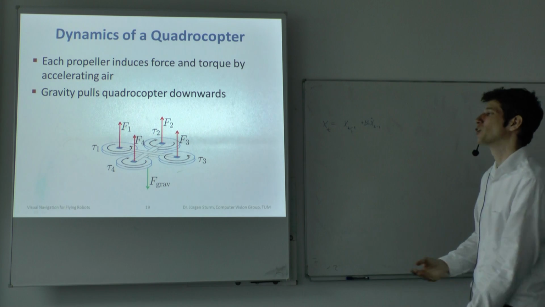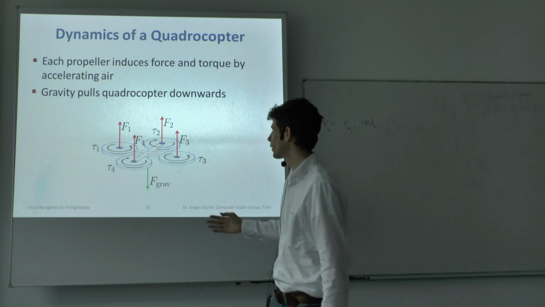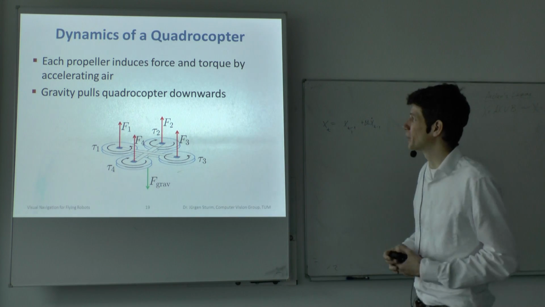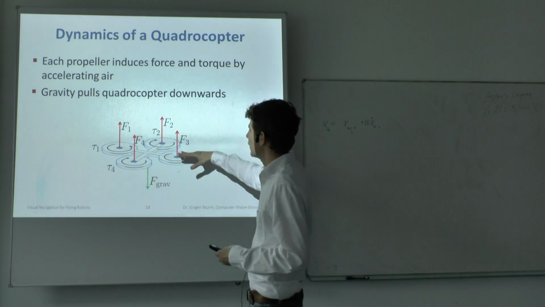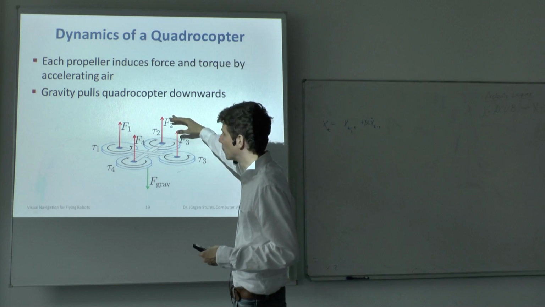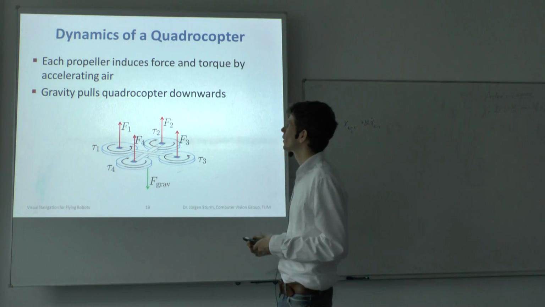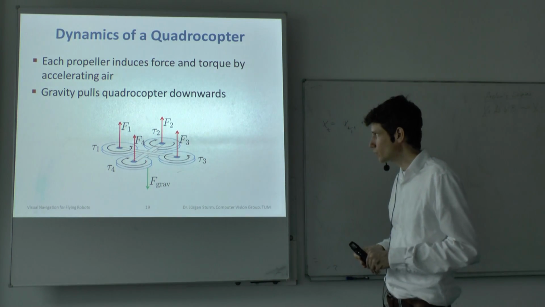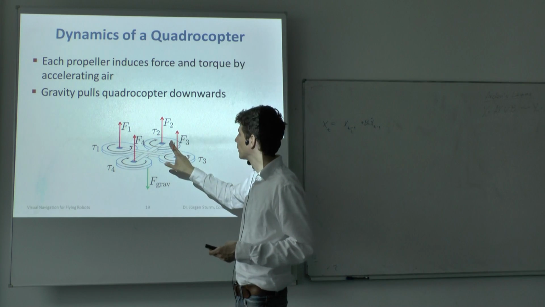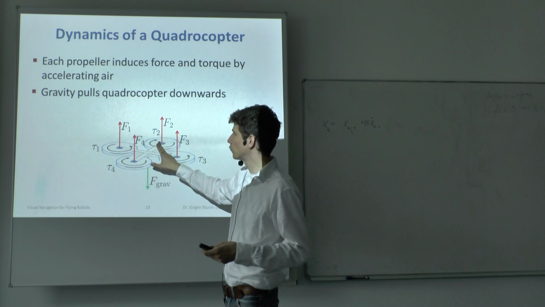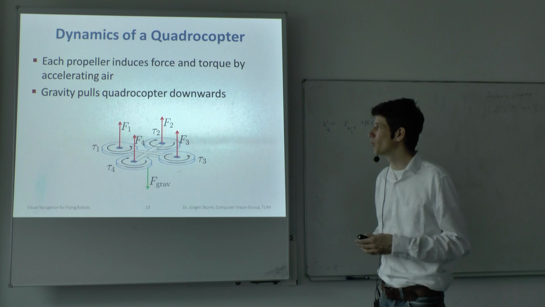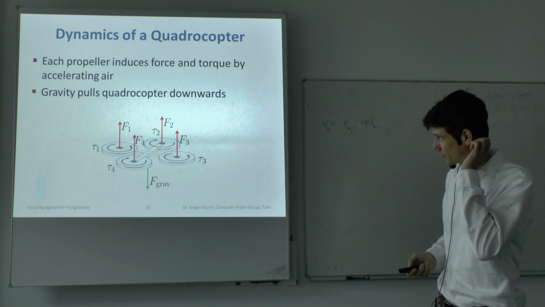As you know, you have 4 propellers on a quadrocopter, and all of them are running hopefully at the same speed, and this will accelerate air or move air from above the quadrocopter to below it, and this will produce a force that will move the quadrocopter upwards for each of these motors. And at the same time, of course, you have a gravitation force that will pull, again, the quadrocopter downwards.